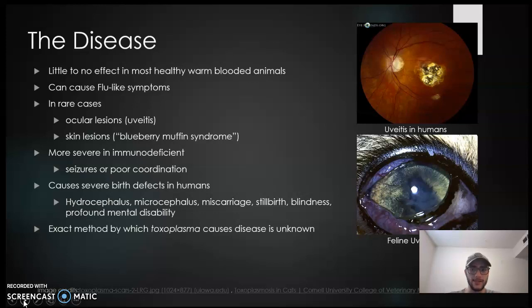In rare cases, ocular lesions, so uveitis, can occur in people. That's about 6% of non-congenital cases. The picture shows an ocular lesion in a person that's caused by a bradyzoite tissue cyst in the back of the eye. And because it's the bradyzoite stage, the latent stage, it can recur and it will get worse over time.